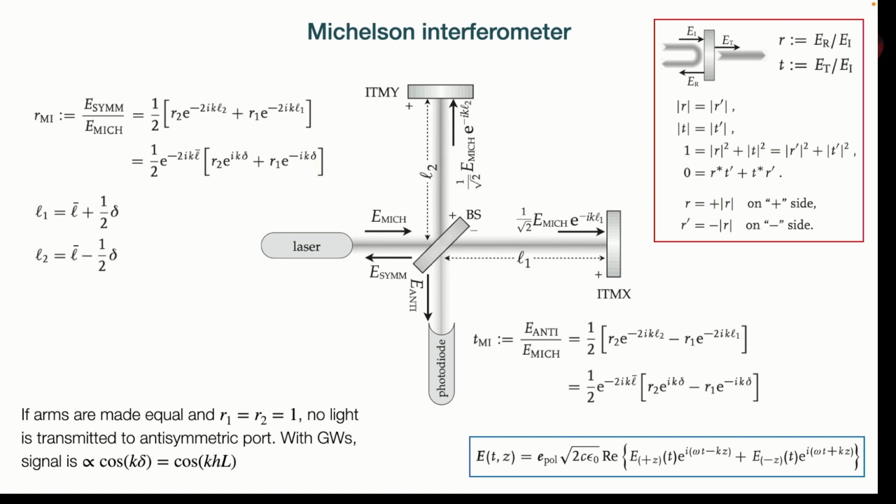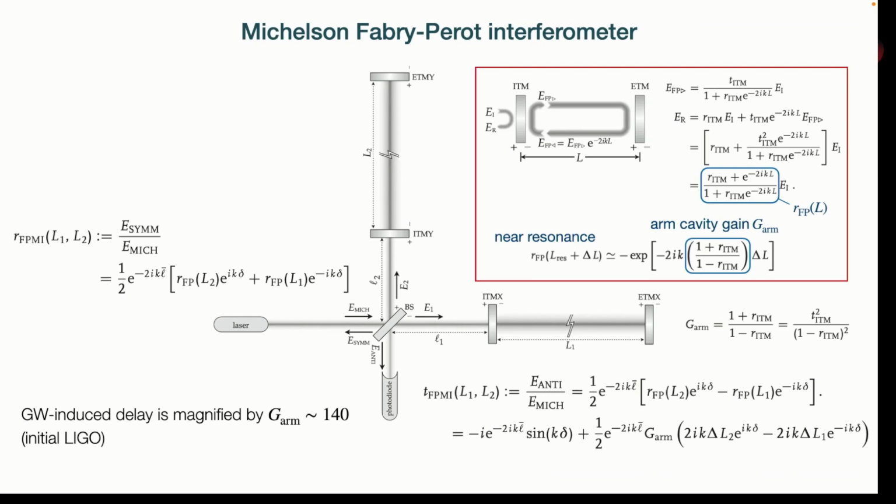And so it turns out that if you arrange for everything to have no light when the two arms are equal, then when they change a little bit, you get a signal proportional to the cosine of the arm length difference, and that's the gravitational wave times the arm length. Okay, so in practice, this doesn't work so well, but it's the idealized case. So you do Fabry-Perot, okay?